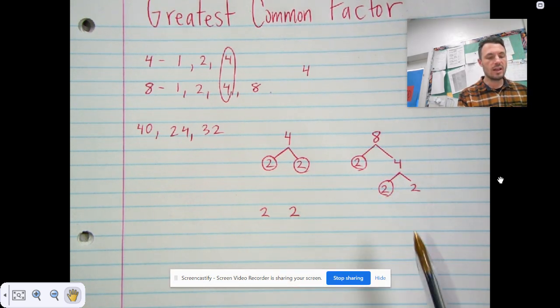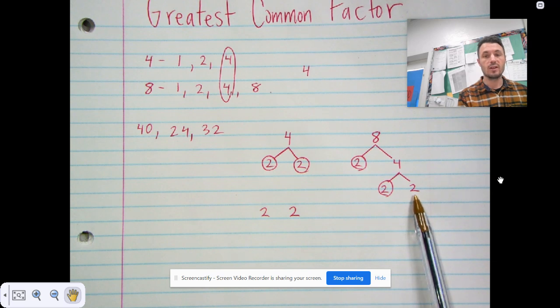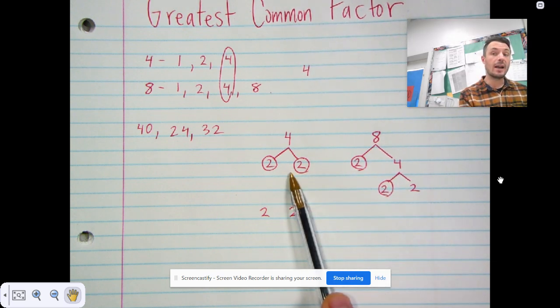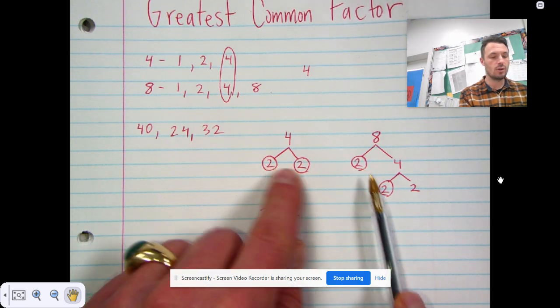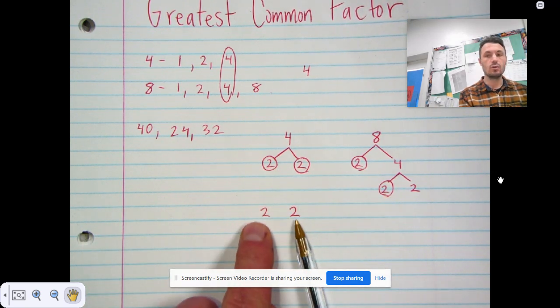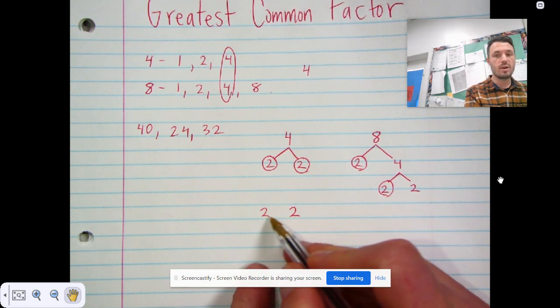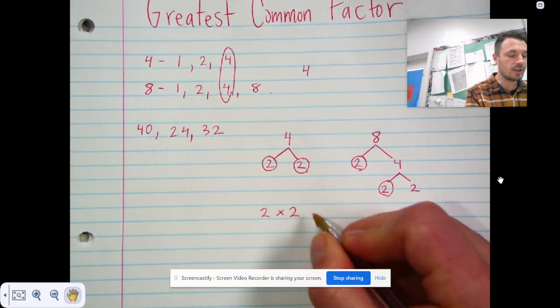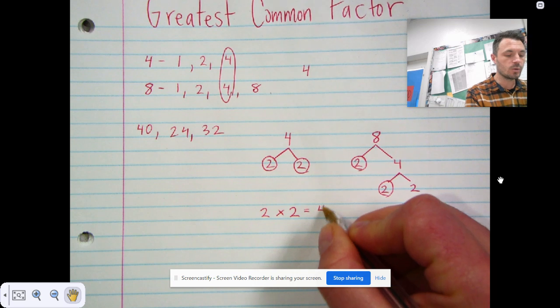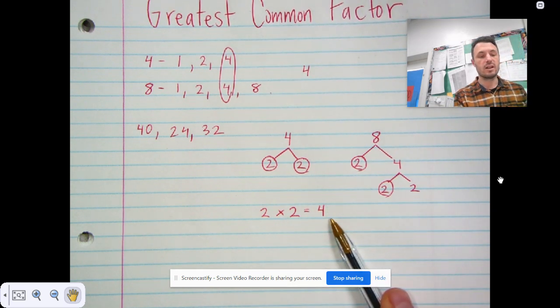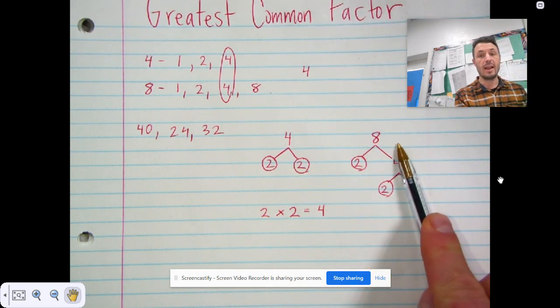We don't write 2 again because even though there's one more 2 in this list, there's nothing to match it over here. We can only match 2s twice, these 2 and these 2, so we write two 2s in the list. Whatever you have written in this list, you multiply it together. 2 times 2 equals 4, so 4 is the greatest common factor for 4 and 8.